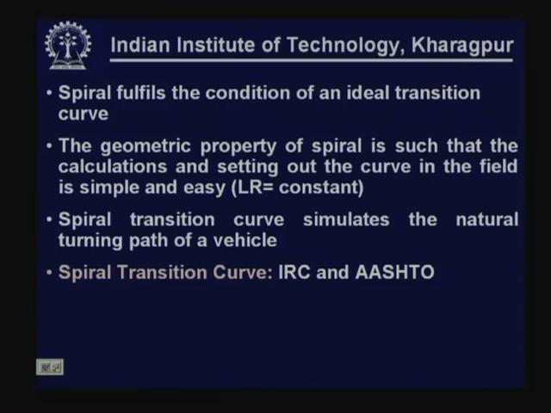Now, for all these advantages, primarily the spiral fulfills the condition of an ideal transition curve. Setting out the spiral transition curve in the field is simple, and the spiral transition simulates the natural turning path of a vehicle. So, for all these reasons, both the Indian Roads Congress (IRC) guideline and the AASHTO guideline, American Association of State Highway and Transport Officials, recommend the use of the spiral as the horizontal transition curve.